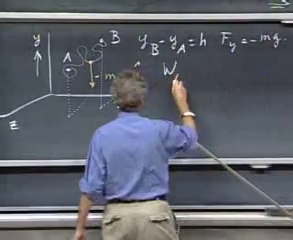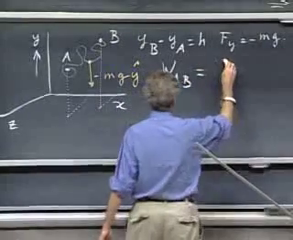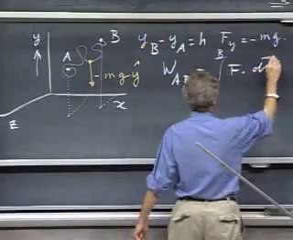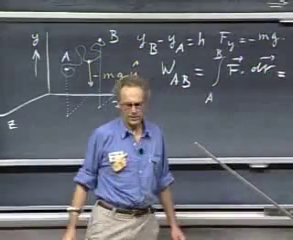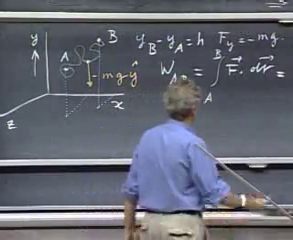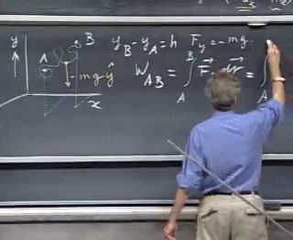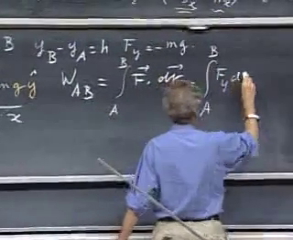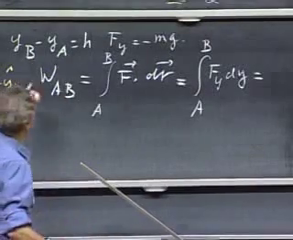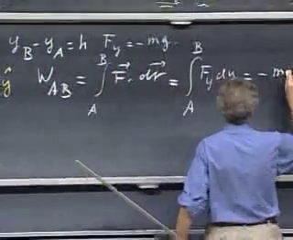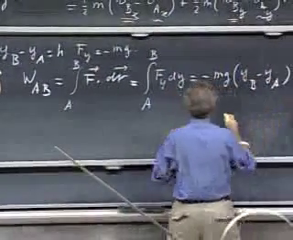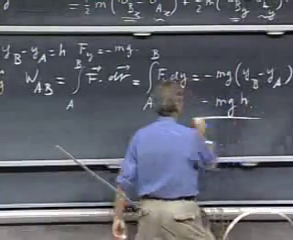And so if I calculate now the work in going from A to B, which is the integral in going from A to B of f dot dr, then the only term that I have is the one that deals with the y direction. The other terms have nothing in it. So it is the integral in going from A to B of f y dy. And that equals minus mg, times y of b minus y of a, so that is minus mg times h.